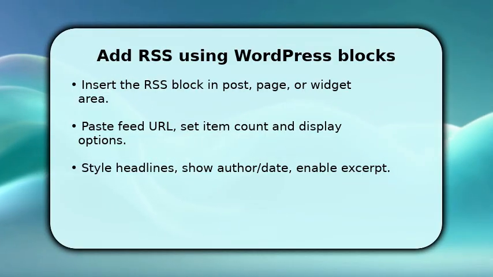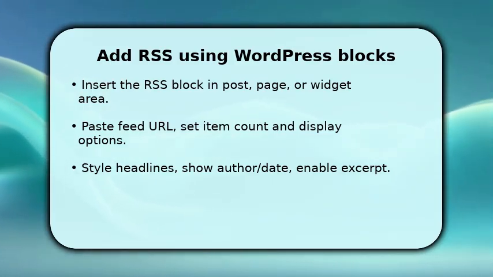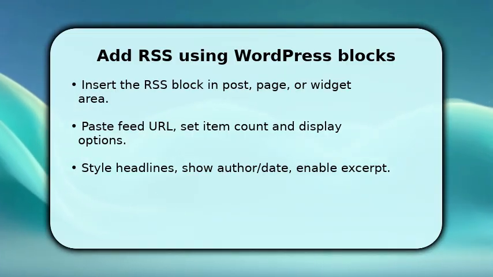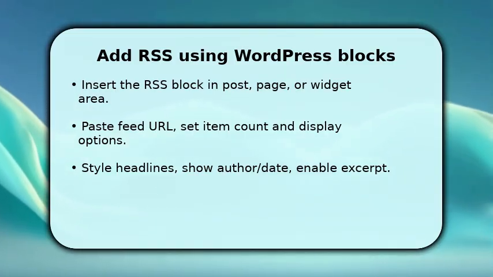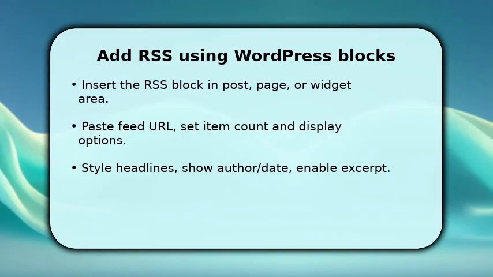Once items appear, set the number of items to show and toggle options like display excerpt, author, and date. You can rearrange block alignment and typography. This approach uses core functions, so updates come automatically.